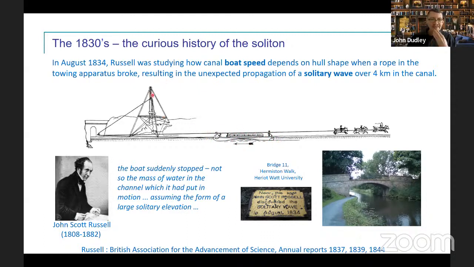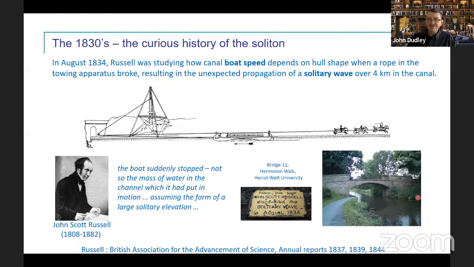And one day in his experiment, he was using horses over here to pull this way, and then the boat would go this way. And one day in the experiment, a rope somewhere in the apparatus broke. So the boat was no longer connected to the motive force provided by the horses. So the boat stopped, but he noticed that there was a wave underneath the boat that kept on going. So he popped on another horse, and then he followed it down 5 or 6 kilometers in the canal.